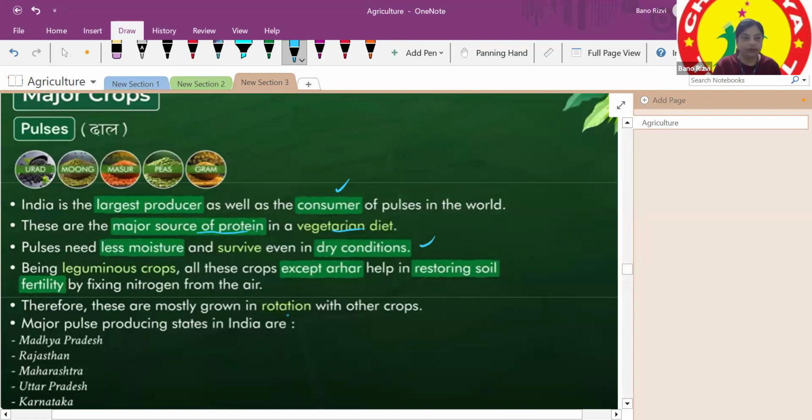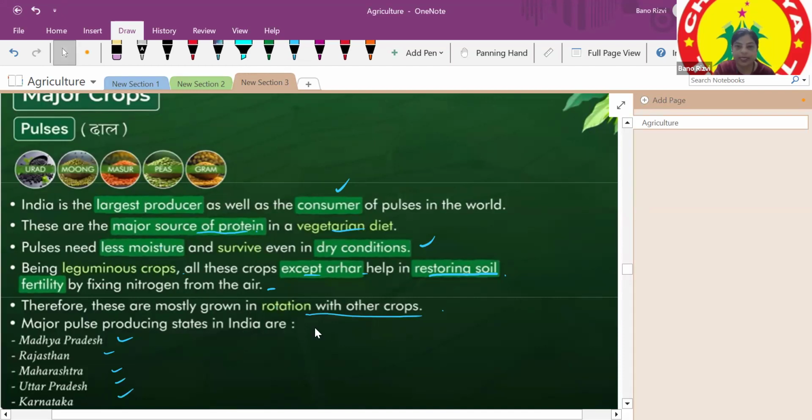Being leguminous crops, all these crops except arhar help in restoring soil. The fertility of the soil is restored by fixing nitrogen from the air, only except for arhar dal. Therefore, these are grown in rotation with other crops. Major pulses producing states in India are Madhya Pradesh, Rajasthan, Maharashtra, Uttar Pradesh, and Karnataka.